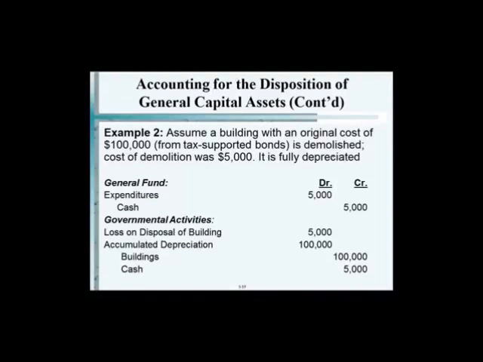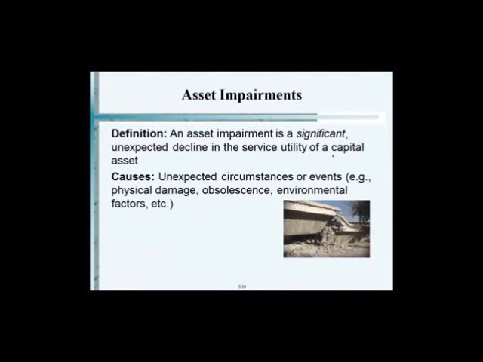Asset impairment. Interesting area in governments. And basically, I'll give you an example. A government facility is out there, and all of a sudden a storm comes and hits that facility, and it's half destroyed. Well, what is it? An asset impairment. You don't have the continued use of that facility like you did before. And there are various types of impairments that can occur.